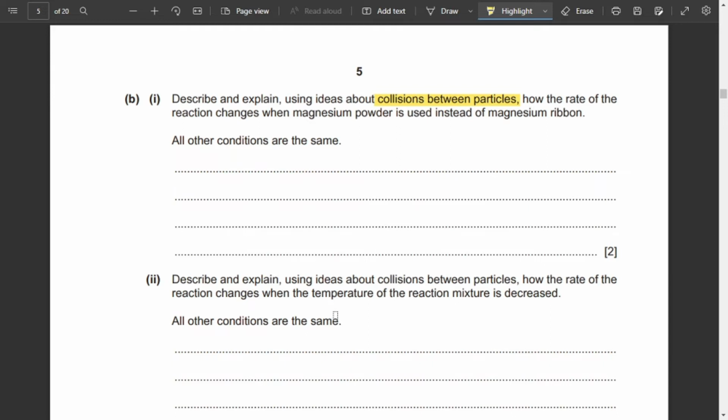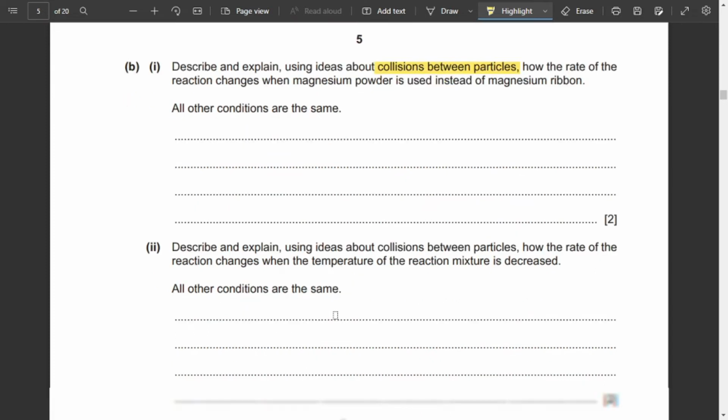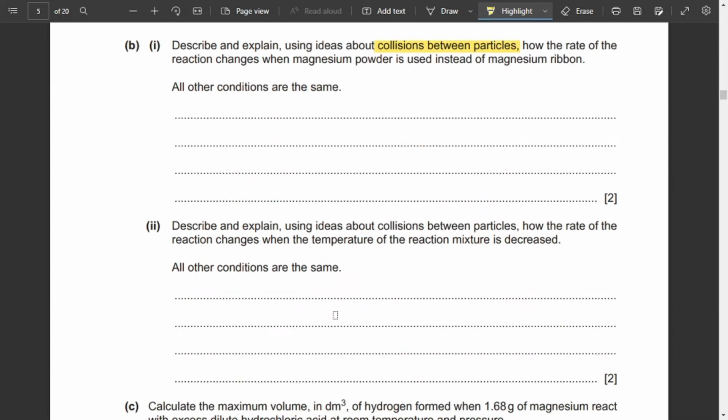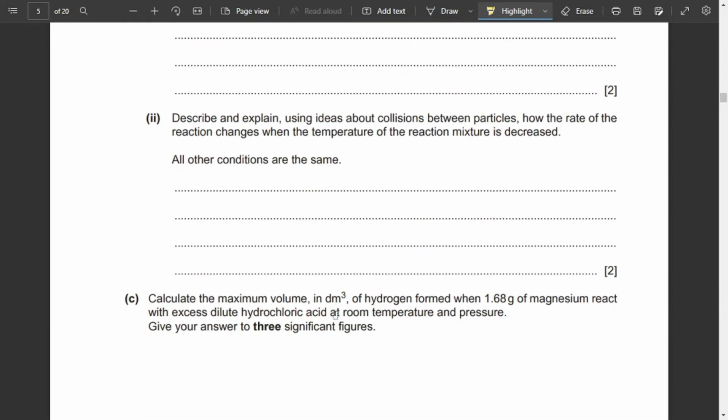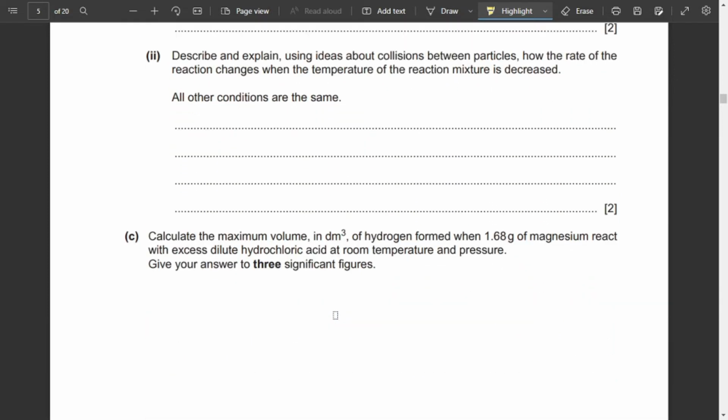Hence, the reaction will get really slow. In that specific time, fewer particles will be able to attain their activation energy. Moving on to part 3, calculate the maximum volume in dm cube of hydrogen formed when 1.68 grams of magnesium reacts with excess dilute hydrochloric acid at room temperature and pressure. Give your answer to 3 significant figures.